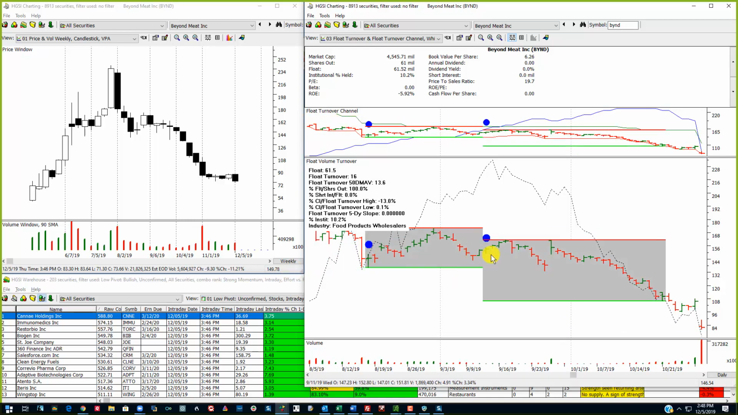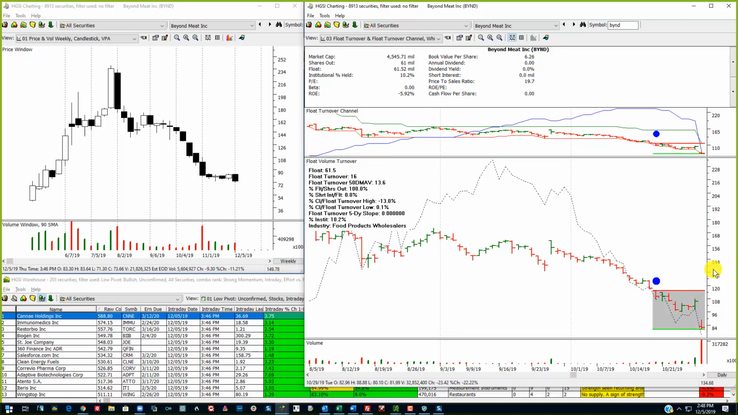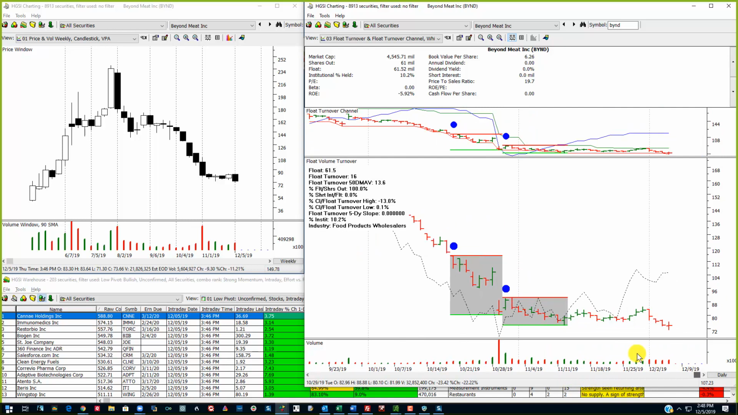I don't see where it was. I thought it was one day, but I could be wrong. But still, when it's turning over this quickly, it just tells you that traders are getting in and out. This is the float period, the most recent float period, and if you move back, it shows you the prior float period.